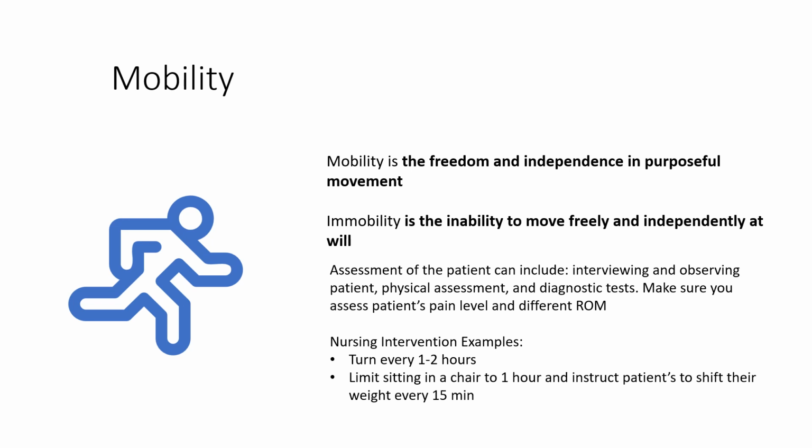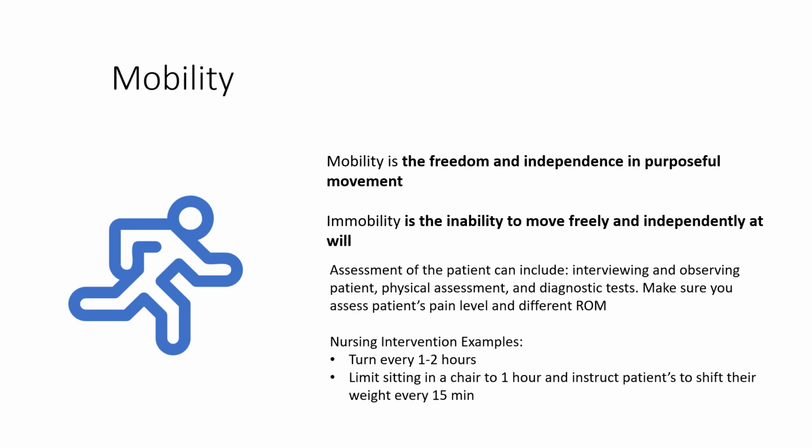Assessment of the patient can include interviewing, observing, physical assessment, and diagnostic tests. Make sure you assess the patient's pain level and range of motion. For example, if they're having a neck problem, we definitely want to see how far they can look left and right, up and down. Nursing intervention examples, I really like this. Turn every 1 to 2 hours, okay? But if they're able to turn themselves, that's something we have to assess.